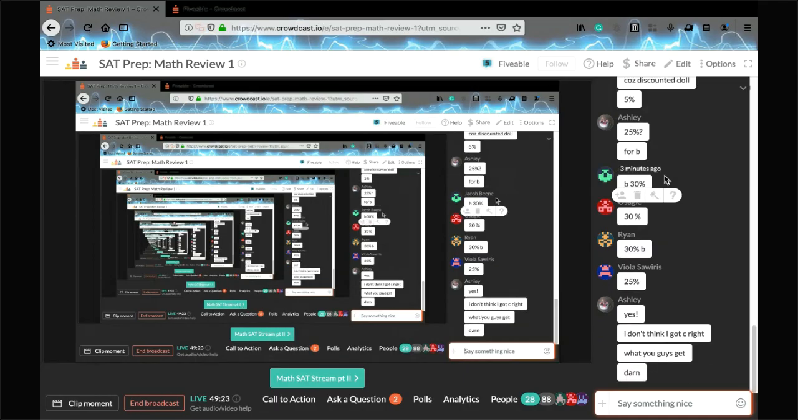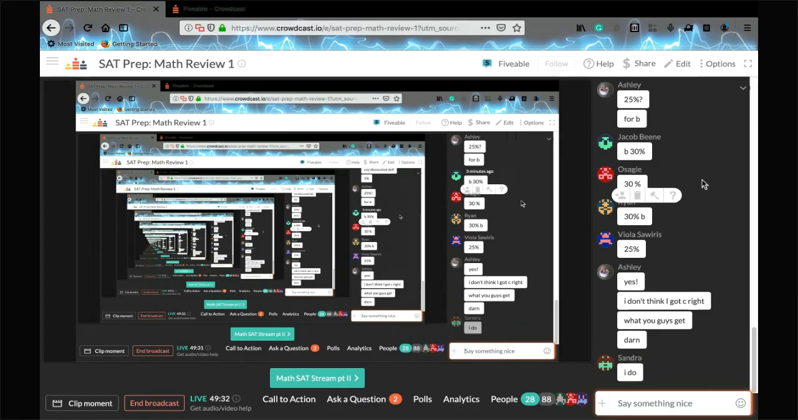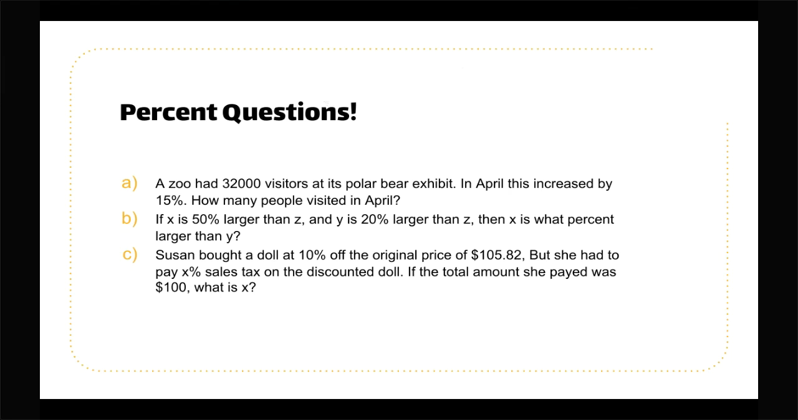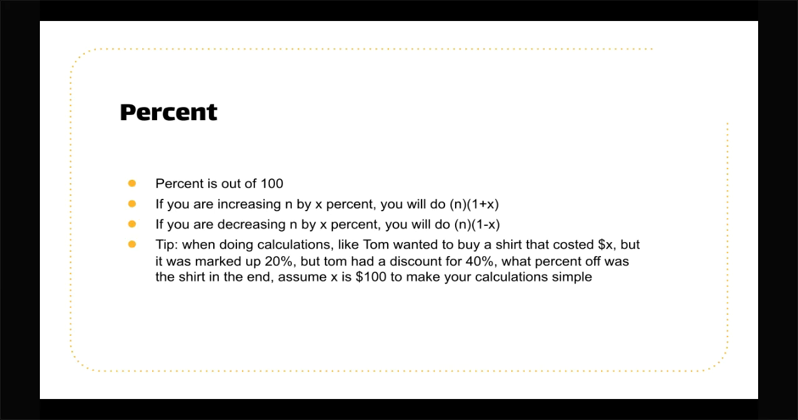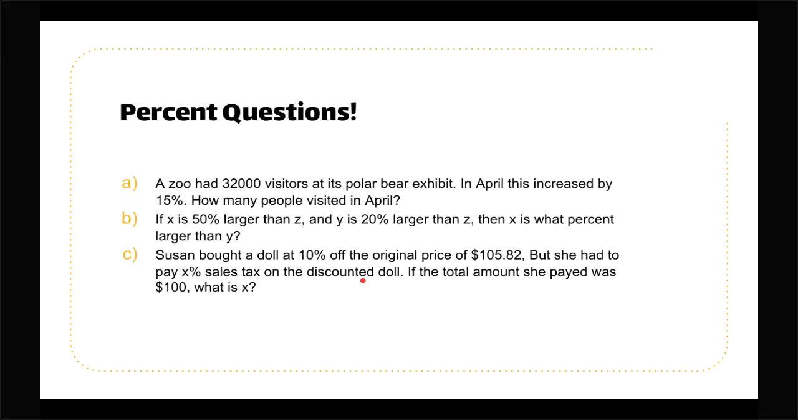So does anyone need me to explain B? Oh, I just explained it. I'll go over it again. We're going to do the assume x is 100 rule, or tip, whatever you want to call it. We're calculating using z, so we put z as 100, meaning 50% larger than 100 is 150, and 20% larger than 100 is 120. So we know how much x is and how much y is.